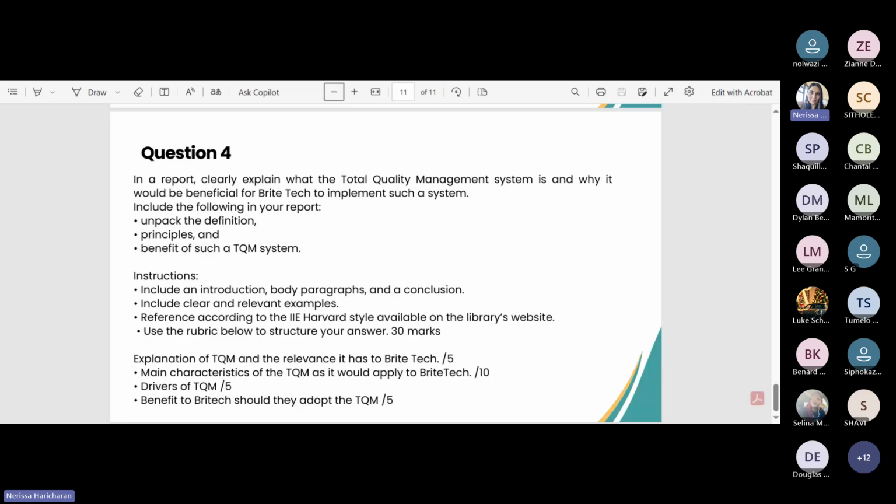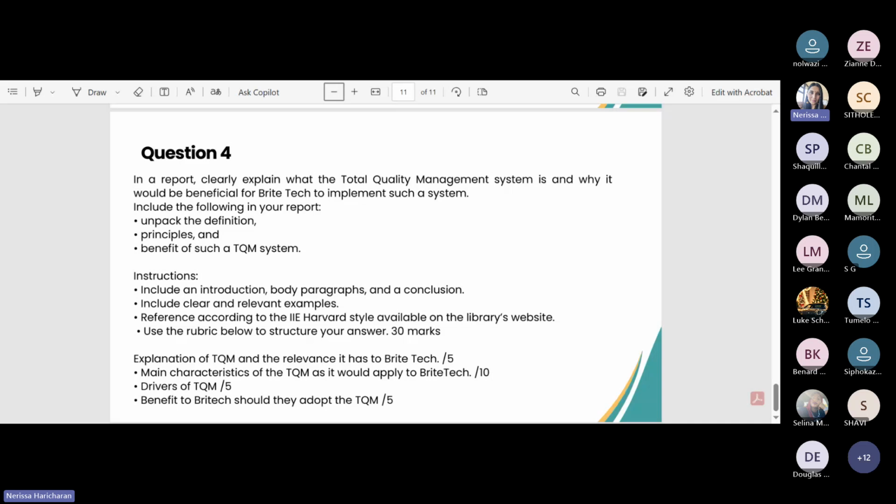You need to understand what this is because it's a very important part of whether your product is going to sell the next time around or not. So these are some of the characteristics. You want to explain the characteristics, and I would say for the main characteristics of TQM and applying it to Brightech, have at least 5 characteristics and then explain them in relation to Brightech. So 5 marks for your characteristics, 5 marks for your application.